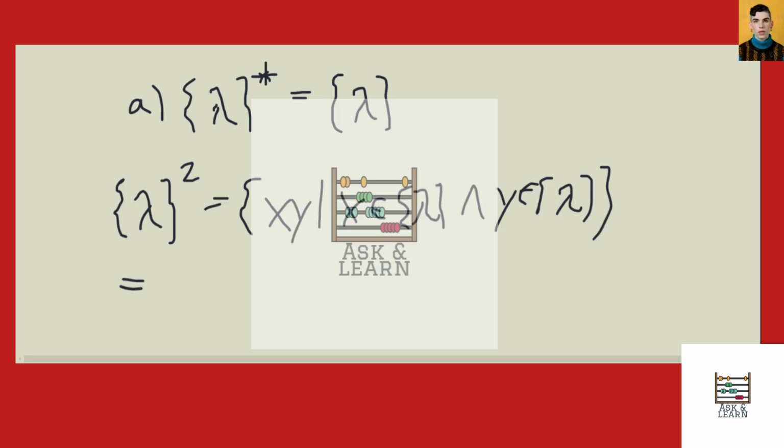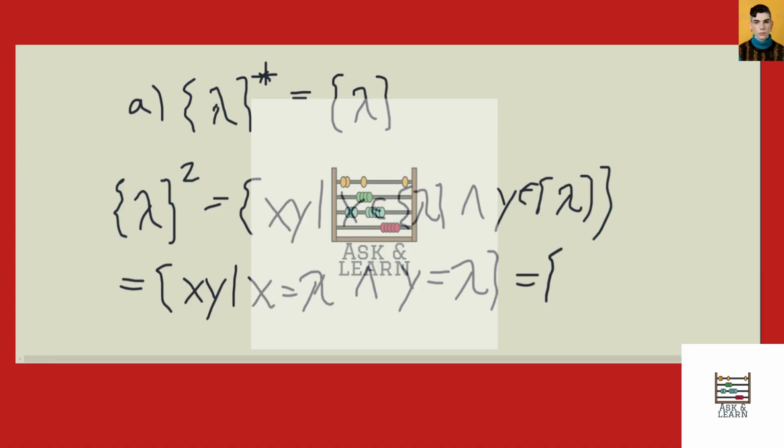And this is equivalent to the set of all strings xy such that, well, if x is in the set containing the empty string, then x must be the empty string. And if y is in the set containing the empty string, then y must be the empty string. This is simply the set containing the empty string concatenated with the empty string, which is simply the set containing the empty string.